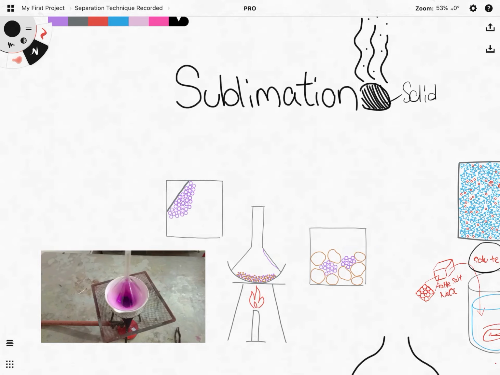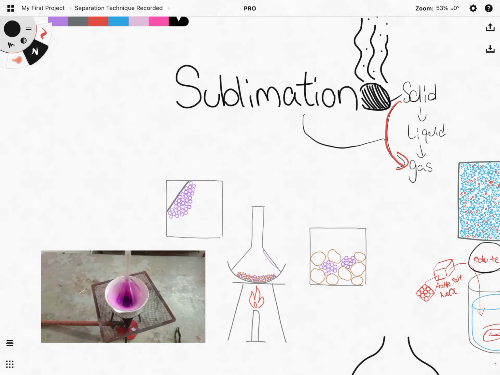We are very used to solids having to first melt to become a liquid, and after melting to become a liquid, then it boils to become a gas. However, what if we skip the entire process? What if a solid becomes gas immediately? That is what sublimation is. Sublimation is a process where a solid becomes a gas. It skips the process of turning into liquid first.